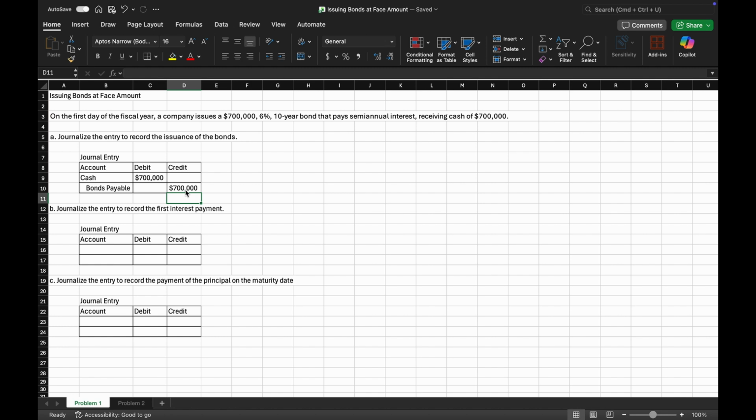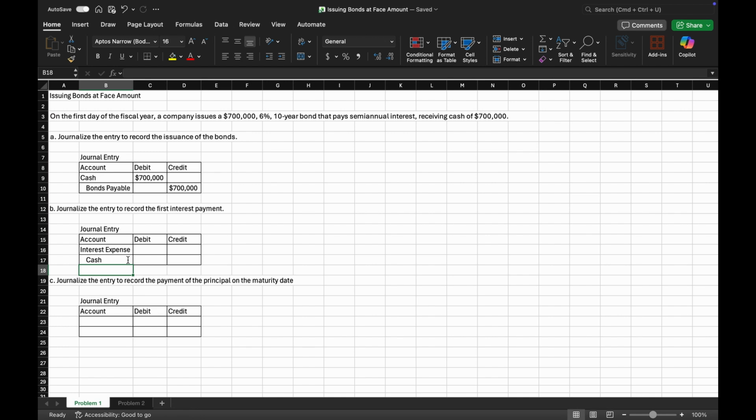Your next job is to journalize the entry to record the first interest payment. So we got to do a little math. But first, let's put the two accounts being affected, which in this case are interest expense and cash. Firstly, interest expense. This account represents the cost of borrowing money over time that a company has to pay back that isn't part of the face amount.